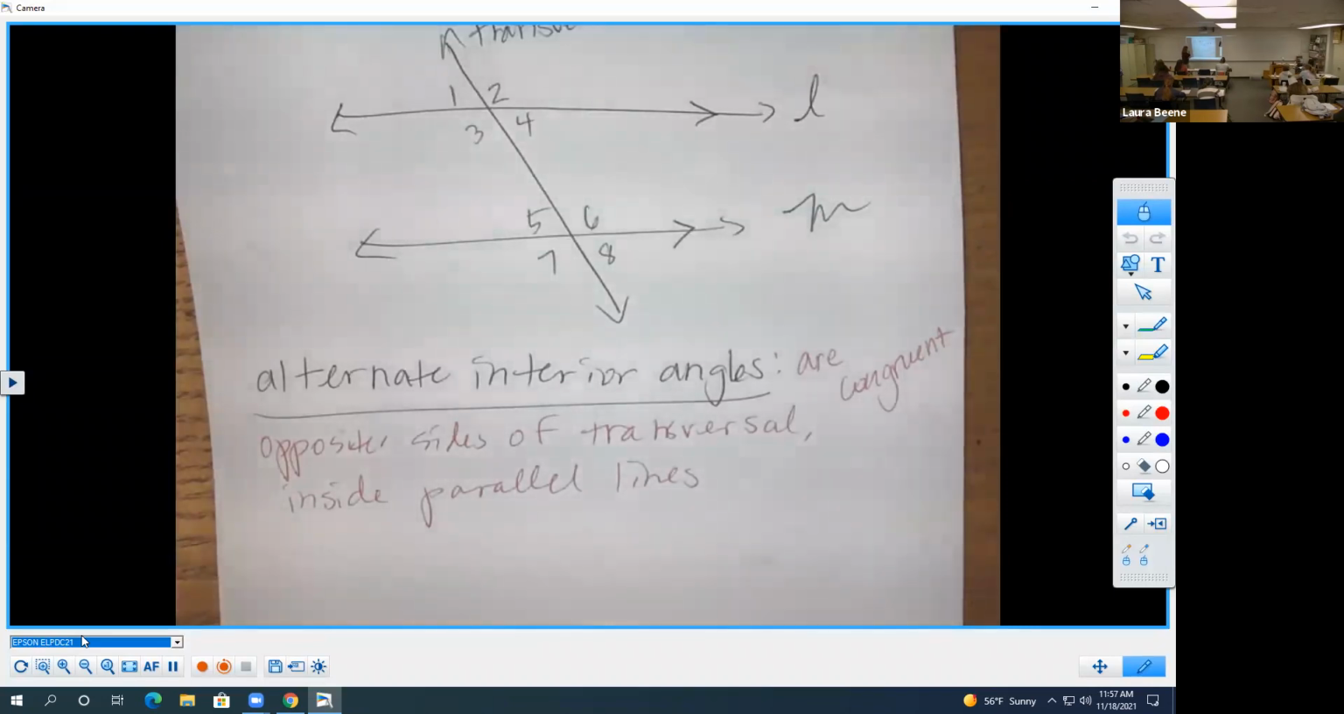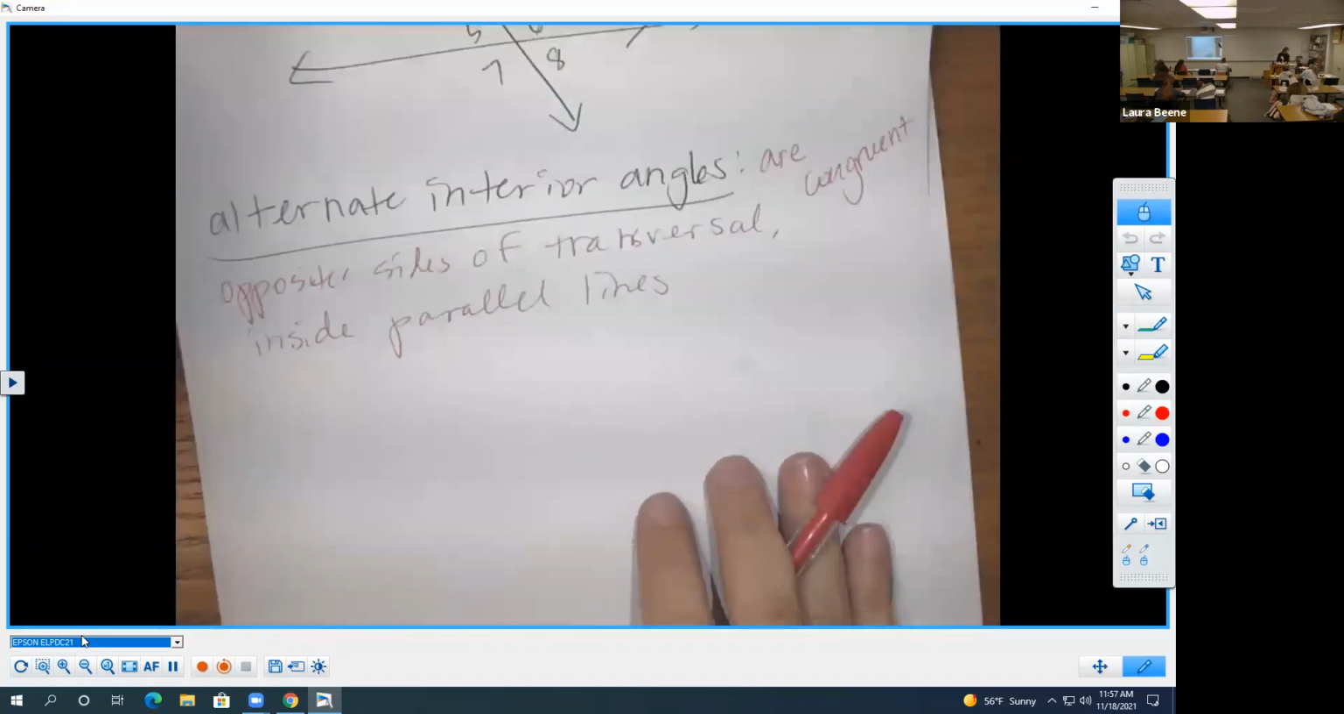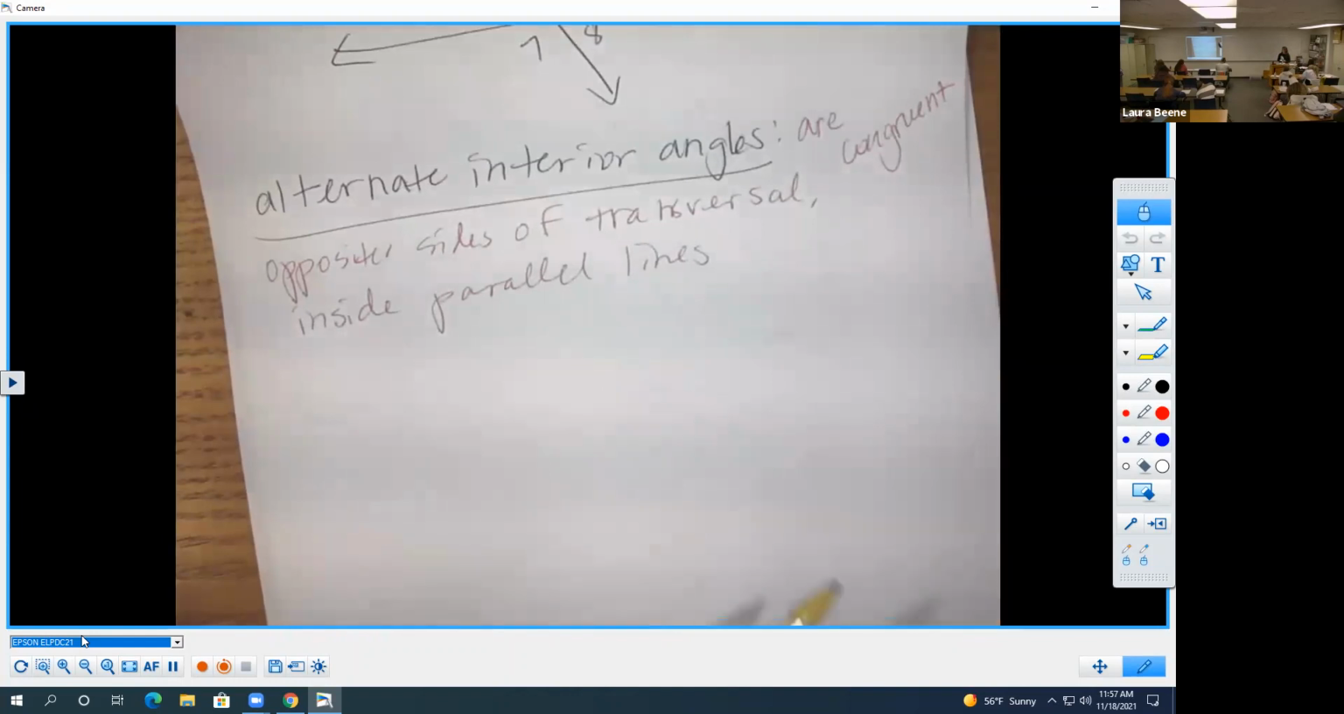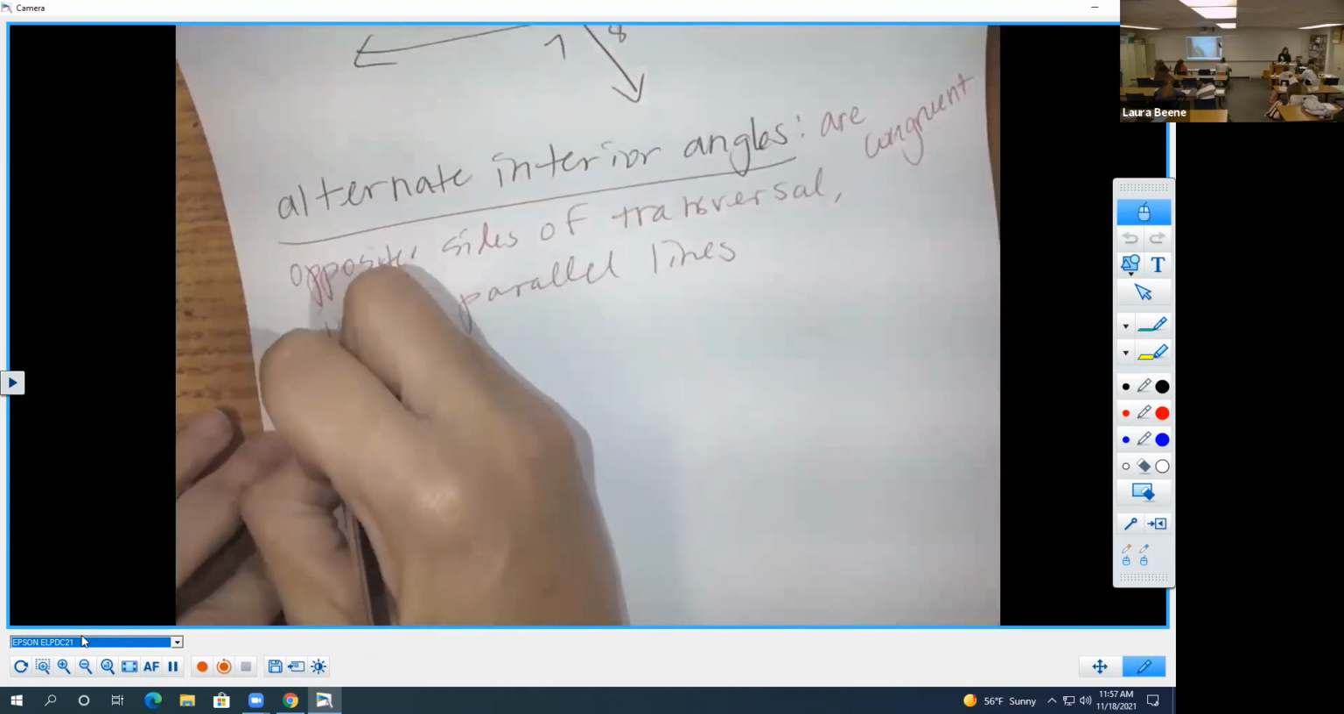Alternate interior. Okay, let's go to the one that's closest to that, alternate exterior angles. I lost my black pen somewhere, so I've switched over to a red pen. Alternate exterior angles.